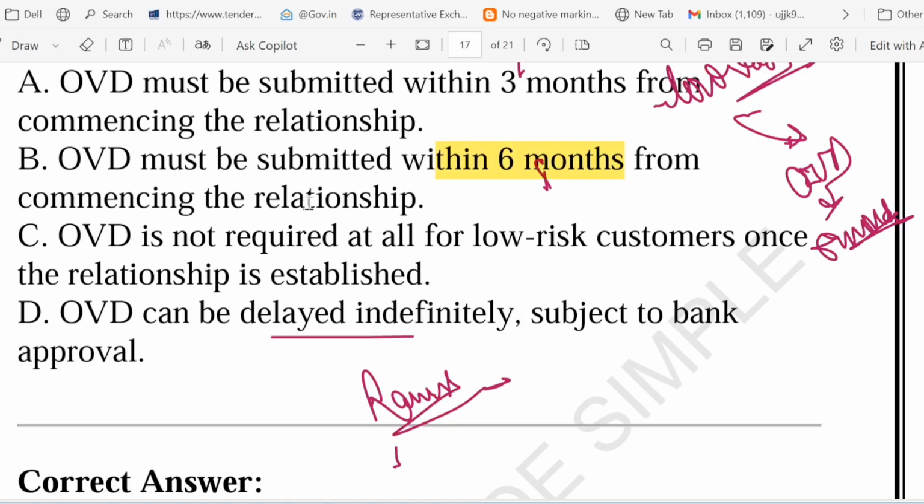What about not required at all? Option C is wrong because it says not required at all. KYC is mandatory for all customers. Even low-risk customers must eventually provide OVD. What about D? It can be delayed indefinitely. There is no such thing as indefinite relaxation. The maximum time limit is 6 months. After that, if documents are still not provided, the bank must freeze or restrict operations.